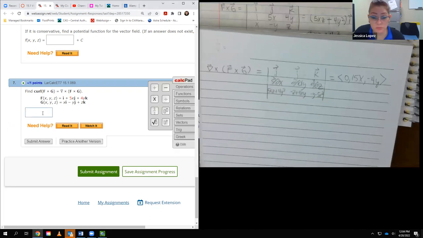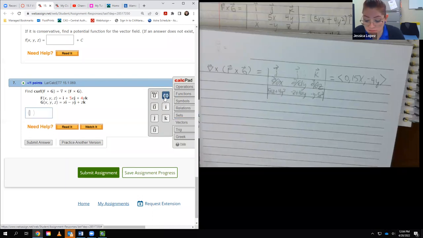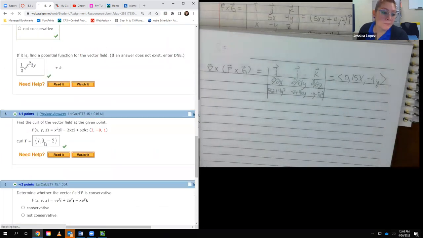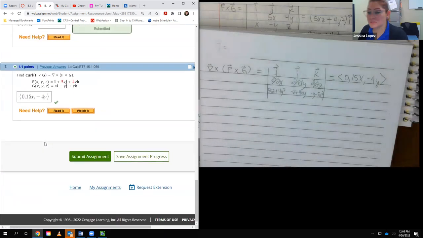And then it just wants to know what it is. So we'll put vectors, my components: 0, 15x, -4y. And I hope I'm right, because otherwise I'm going to have to go in there and figure out where it went wrong. Yes, we did get it right.